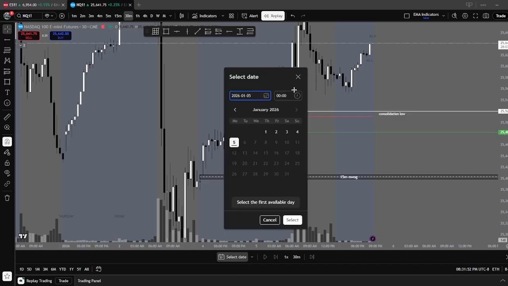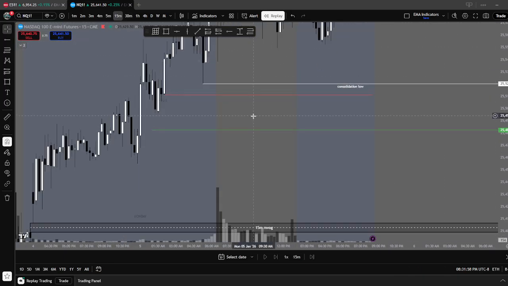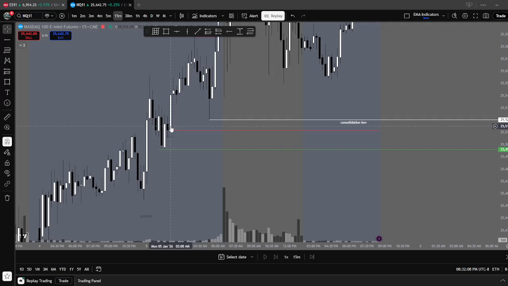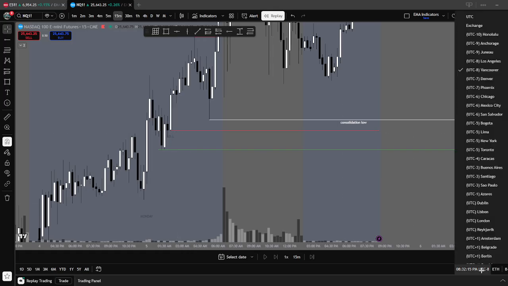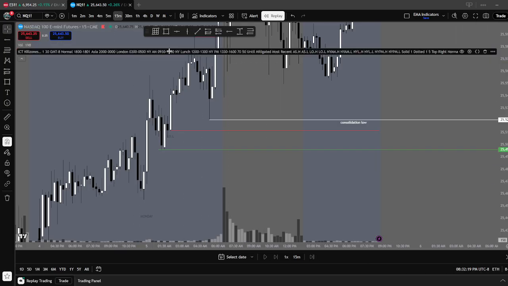Wait, I'm just gonna check that this is all correct, because the London session low was not there, it was here. It was at 496. And that's 25,511. And this is 1 a.m. Do I have this set up wrong?